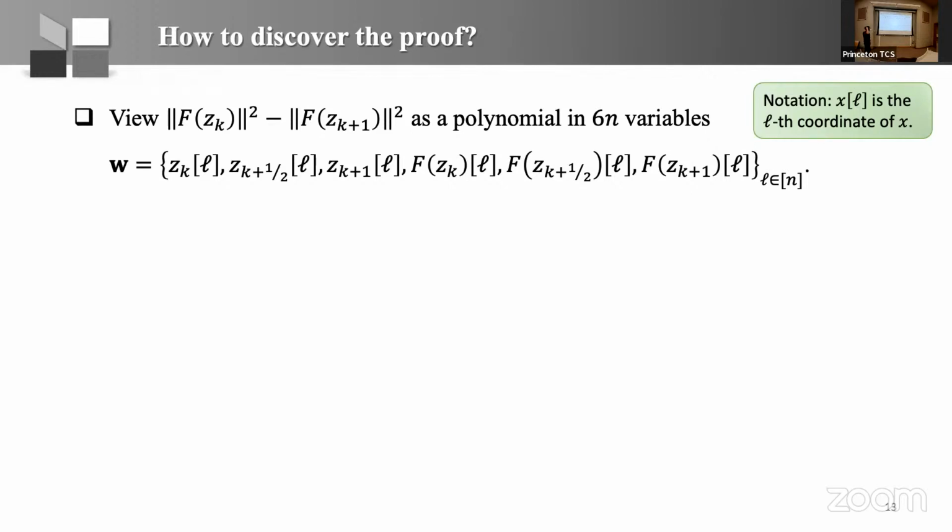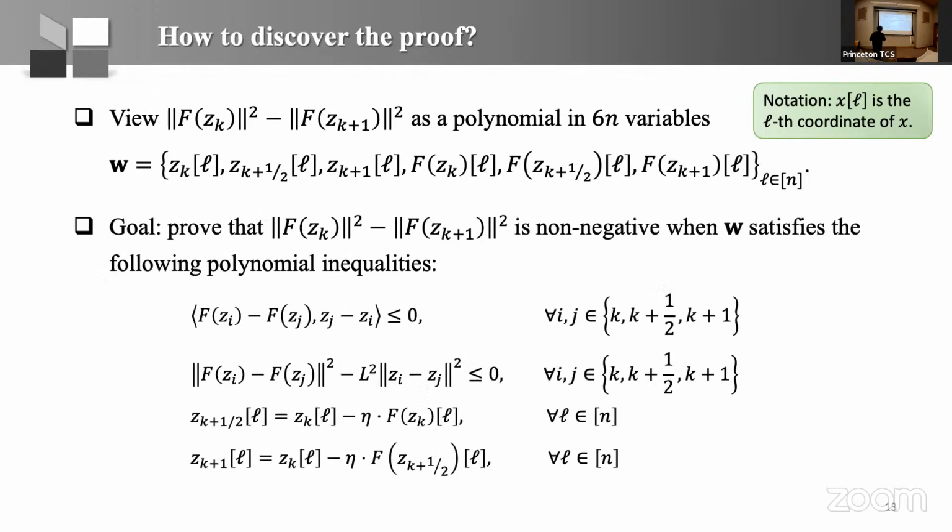So what I would like to do is think about this difference of the potential function that we care about as a polynomial of what? I'm going to write x_l as the l-th coordinate of a vector x. I'm looking at all the iterates. I only have 3 because I'm looking at one step, and also their gradients. So there are 6 vectors, each with n variables. Both are polynomials over 6n variables.